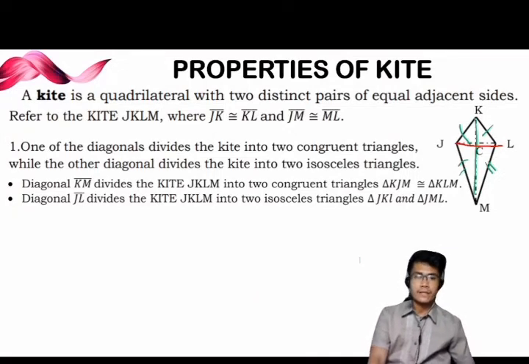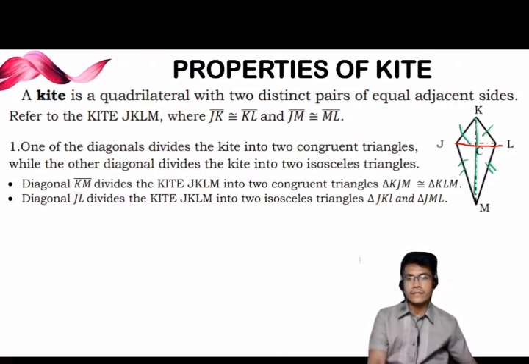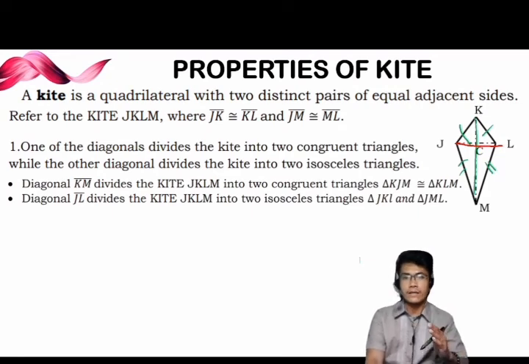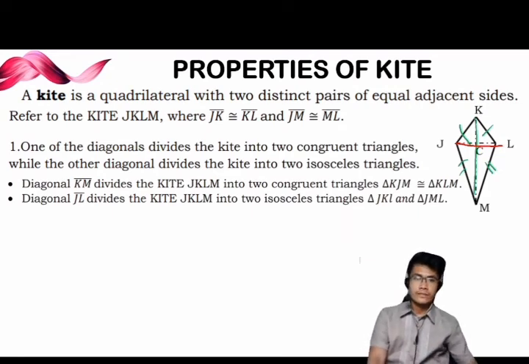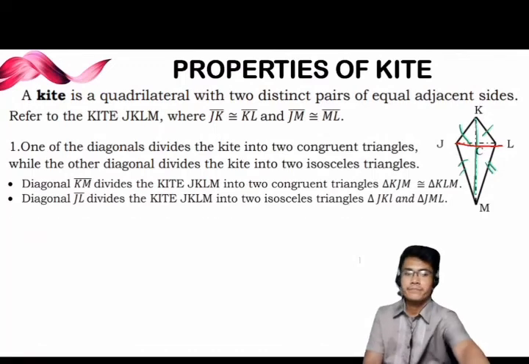That's why the diagonal KM, yung vertical diagonal class, it divides the kite JKLM into two congruent triangles. That's why triangle KJM is congruent to triangle KLM. And the diagonal JL, the horizontal diagonal, it divides the kite JKLM into two isosceles triangles, triangle JKL and triangle JML.